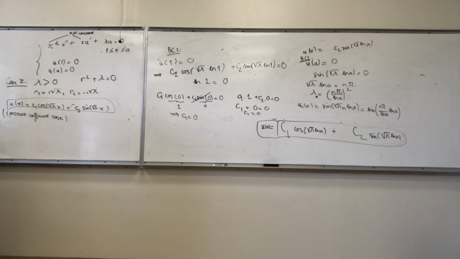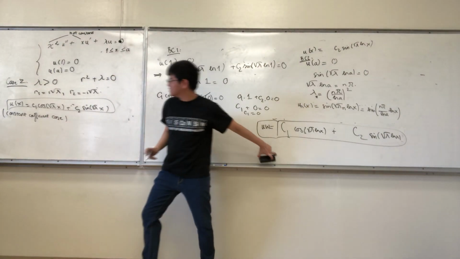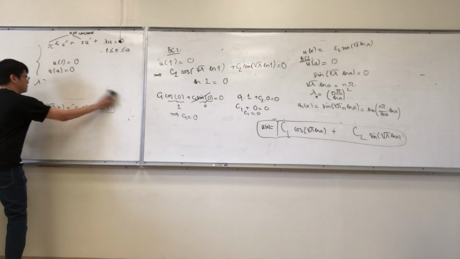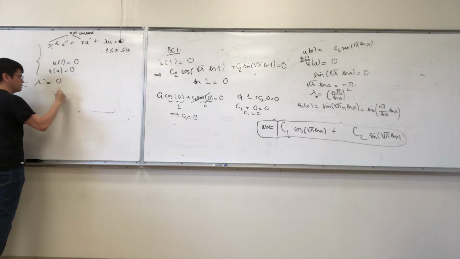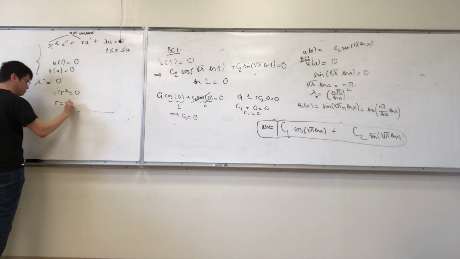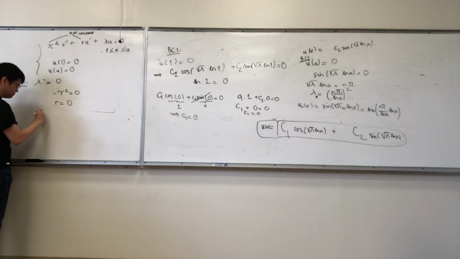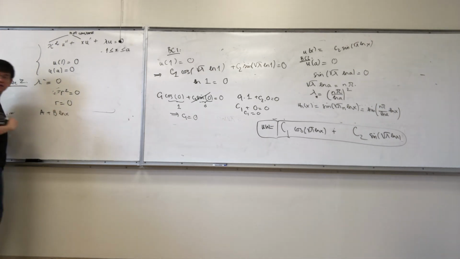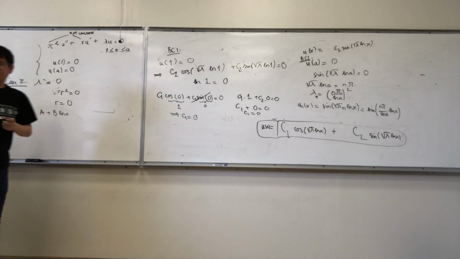So let me briefly tell you what is going on in case number 3. In case number 3, lambda is 0, so the solution will be a plus b x, and you plug this into the boundary condition. I'm going to go over this a little bit on Friday, but this is easy.